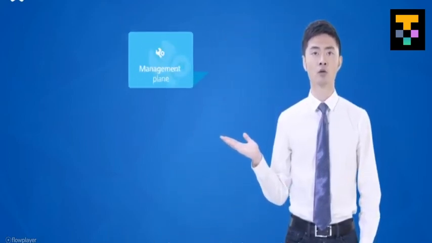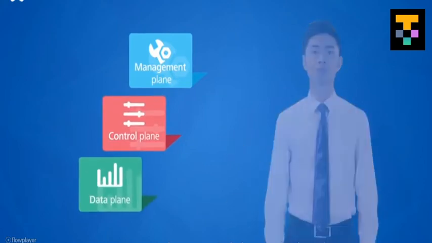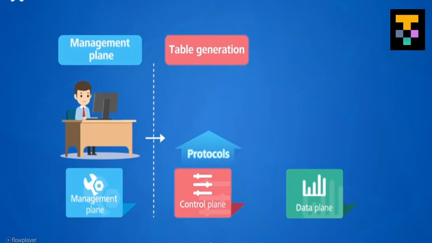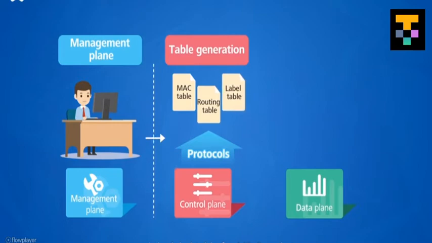On a traditional network, you'll find common devices, like switches and routers, produced by any number of manufacturers. What you might not know is that all of these network devices have three planes: a management plane, a control plane, and a data plane. When you configure a network device, you're working on the management plane of that device. After you finish the configuration, different protocol computations on the control plane of the device generate all kinds of table entries. Some of the more well-known tables are the MAC table that guides the forwarding of layer 2 frames, the routing table for layer 3 packets, and the label table for MPLS packets.